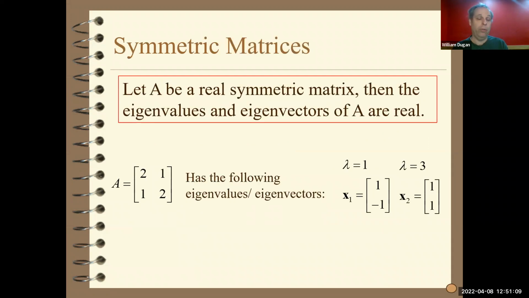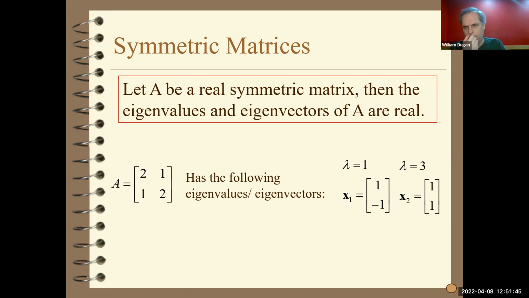I'll do one more thing too. If you give me any real symmetric matrix, then when you find the eigenvalues and corresponding eigenvectors for that matrix, they're actually all real. This is important because it's completely possible that when you find the characteristic polynomial and solve it to get all the roots, some of those roots might be complex numbers. And then of course the corresponding eigenvectors would also be complex, have complex entries. But we're guaranteed, as long as the matrix is real and symmetric, that won't happen.